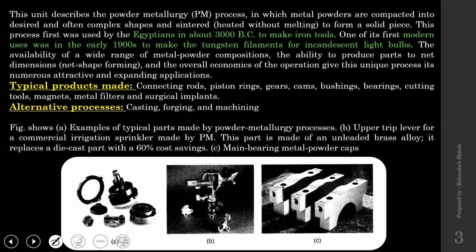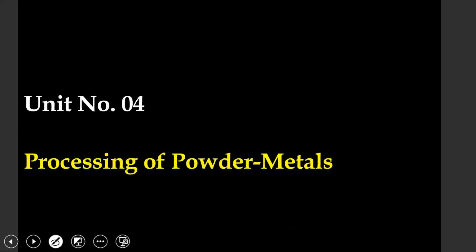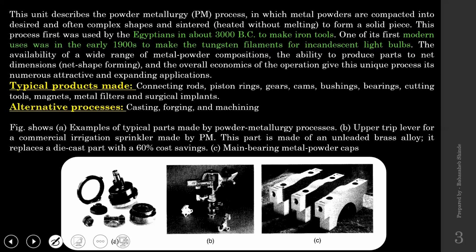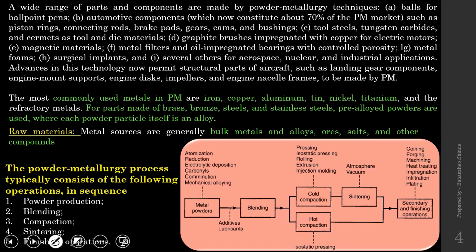In the last session, we started with this unit number 4, that is processing of powder metals, or commonly known as powder metallurgy. We started with the introductory part, and then we discussed the process that has to be followed whenever you produce any part using this powder metallurgy technique.